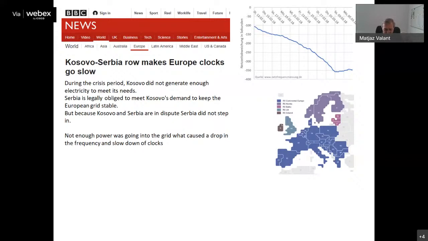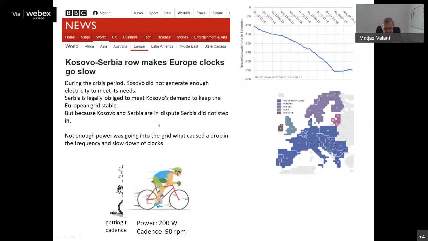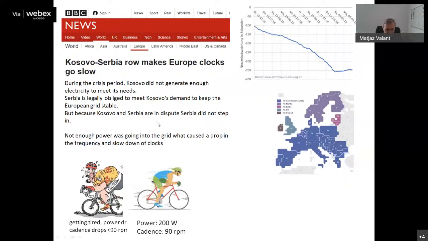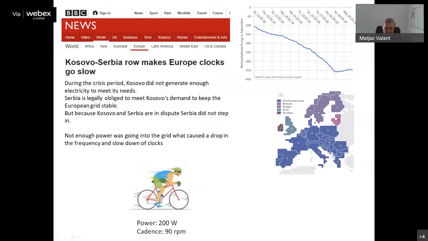Maybe you would now ask why a power shortage or lack of power influences the frequency in the grid. I would like to give you one very illustrative example of why this is so. Let's consider a cyclist. The cyclist is riding his bike with a cadence, let's say a pedaling frequency of 90 RPM, and he produces 200 watts. Somebody would do it more, somebody would do it less.